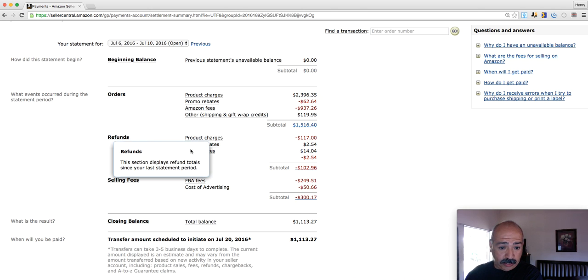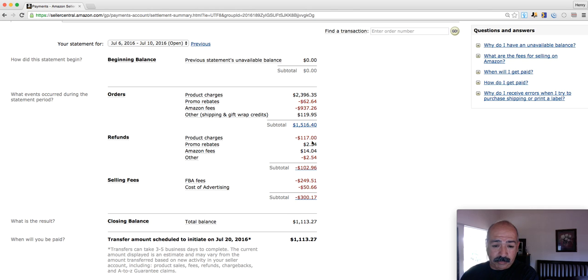There were some refunds given, $117 I believe, which is not bad actually, because people will try the product and say, no, I want my money back, and Amazon will give them their money back. They won't question it. That's what happens when you send product into Amazon FBA. They do have fees and they deduct that. The selling fees are $249. In this particular period, he did $50 in advertising. And this is where your total is so far.